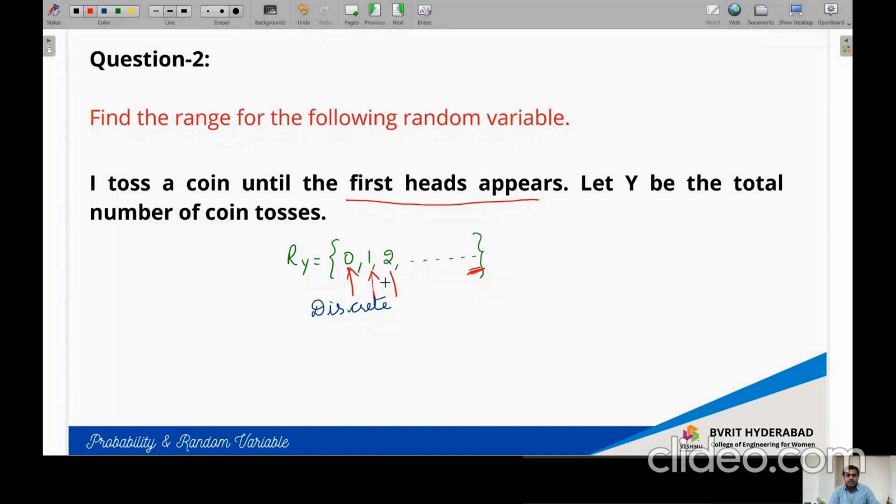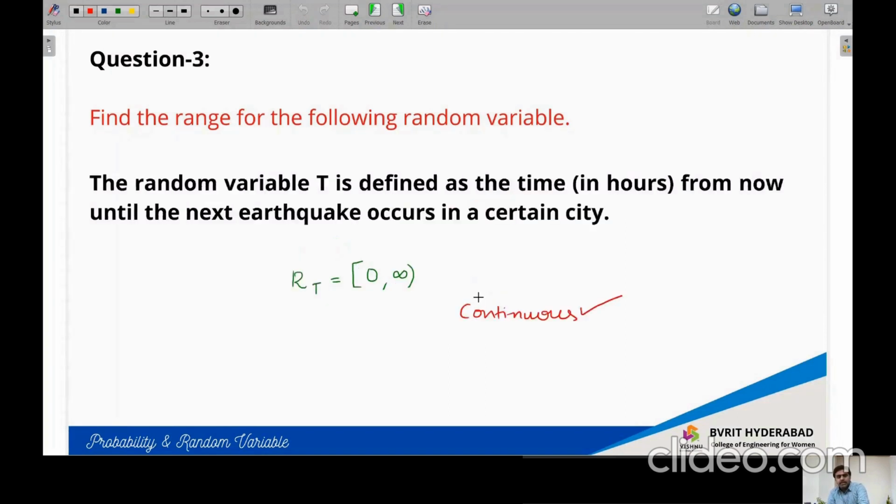And here you observe that this is talking about the toss. First toss, second toss. Got my point? For the second toss, I got a head. If I see three, that means for the third time I tossed the coin, I got a head. Like this, I can have a range. Here it is also countable and this is discrete.